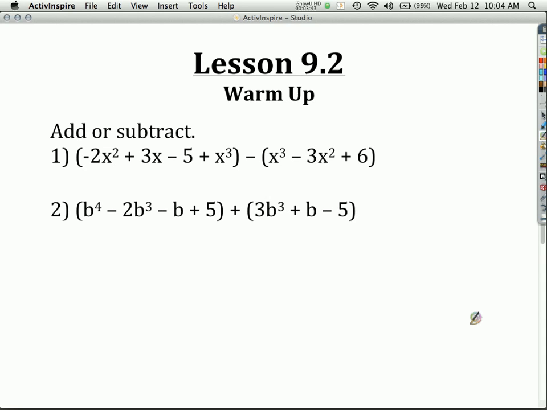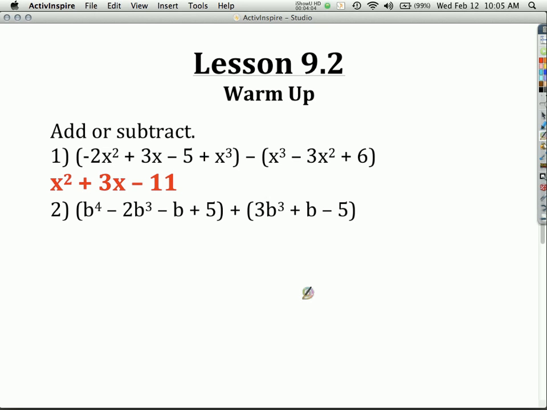Okay. The correct answer is x squared plus 3x minus 11. Okay, so clearly we have a few issues that we need to work out. So we'll go back to that one in a moment.